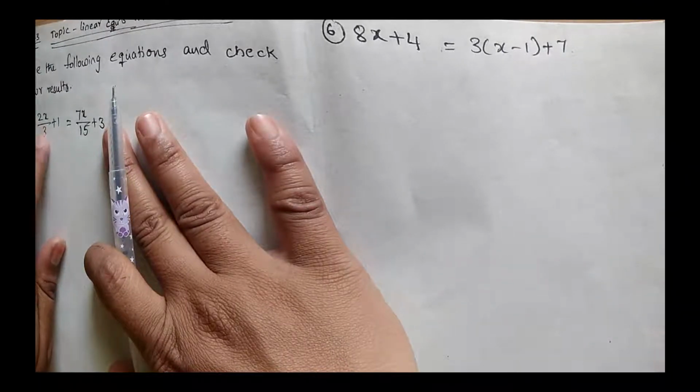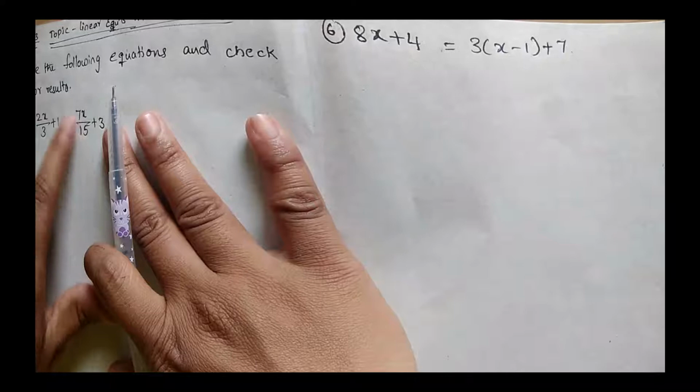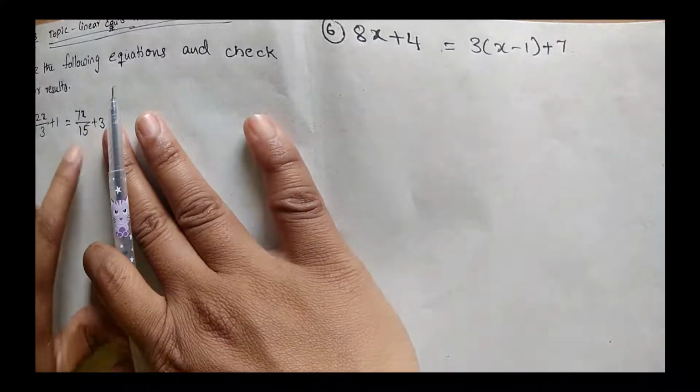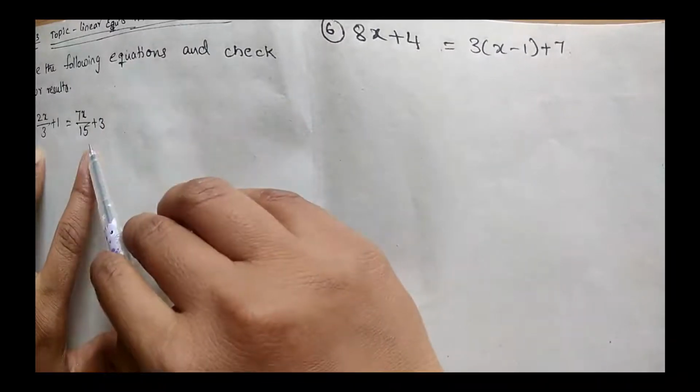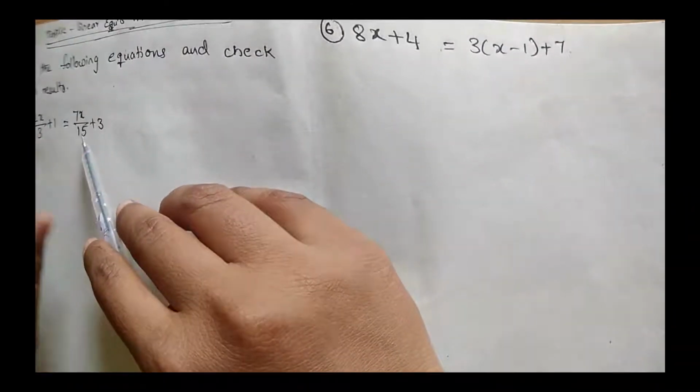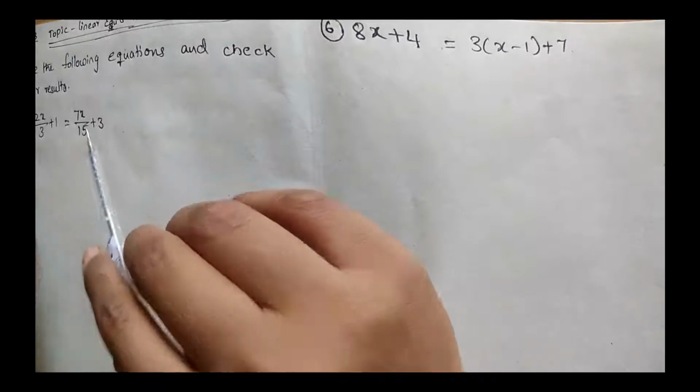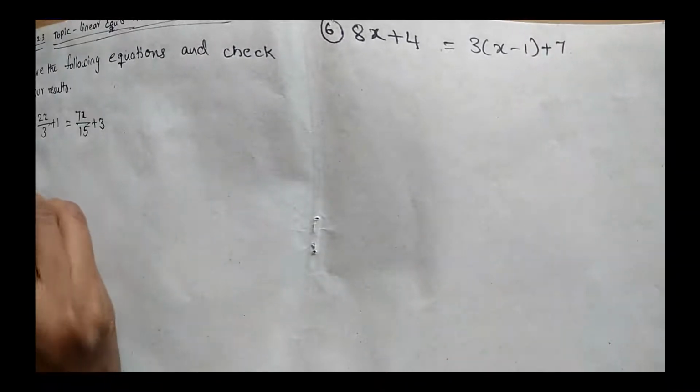The problem was 2x by 3 plus 1 equal to 7x by 15 plus 3. This is the given equation. We have to find the result and check the result with the appropriate x value. Okay, next let us move into the step by step answer.